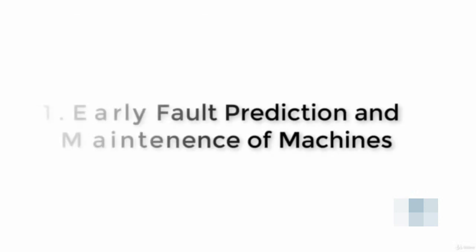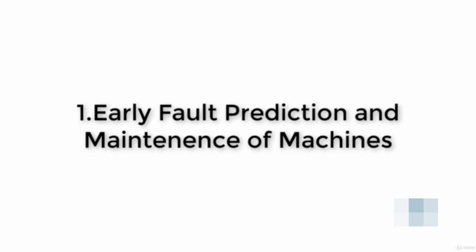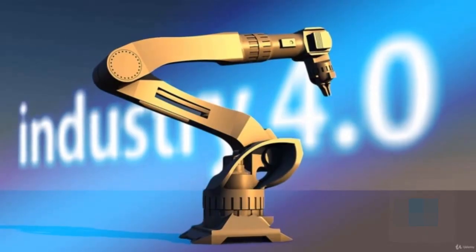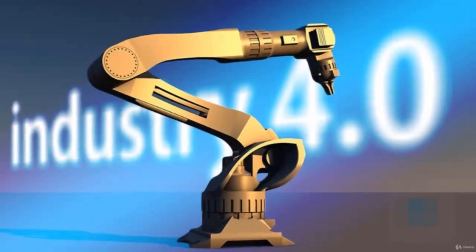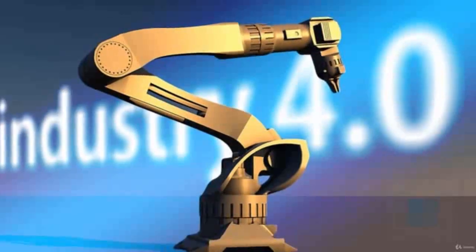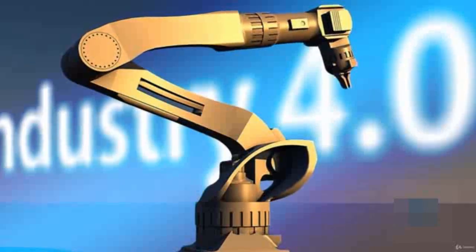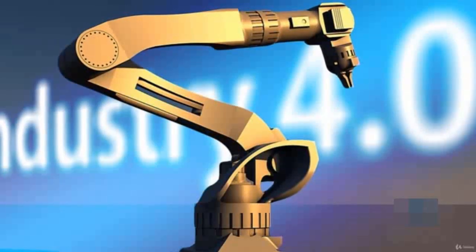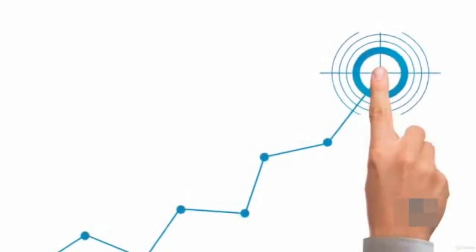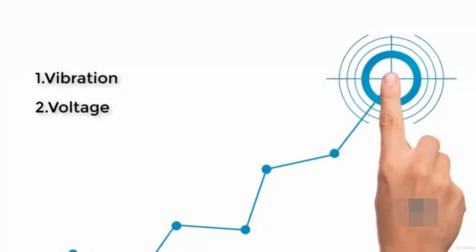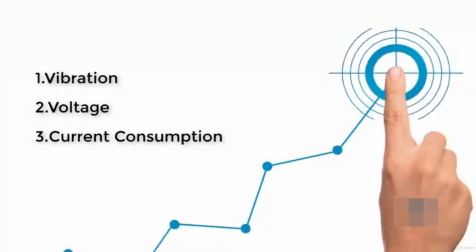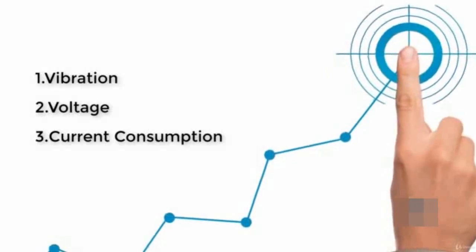The first one is early fault prediction and maintenance of machines. According to the Industry 4 standard, industry needs a kind of devices for factories which can give feedback about its health status as early as possible to avoid the instant shutdown of the factory. We can analyze the physical parameters like vibration, voltage, current consumption to predict the health status of a machine using edge AI technology.